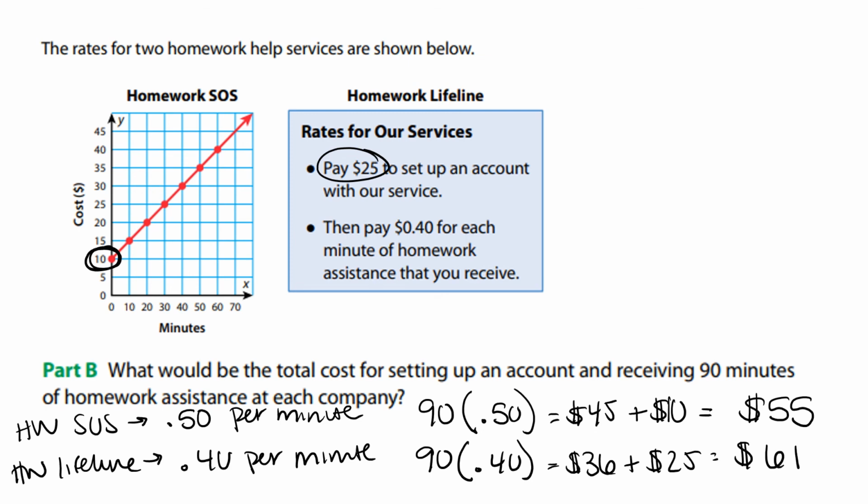So for Homework SOS, it's going to cost $55. For Homework Lifeline, it's going to cost $61.